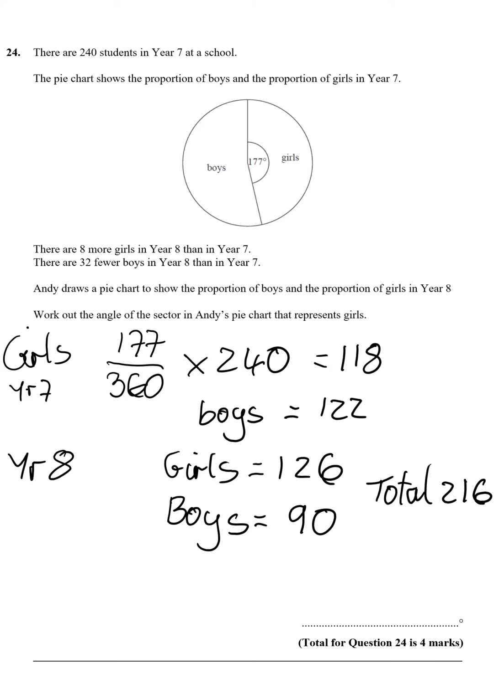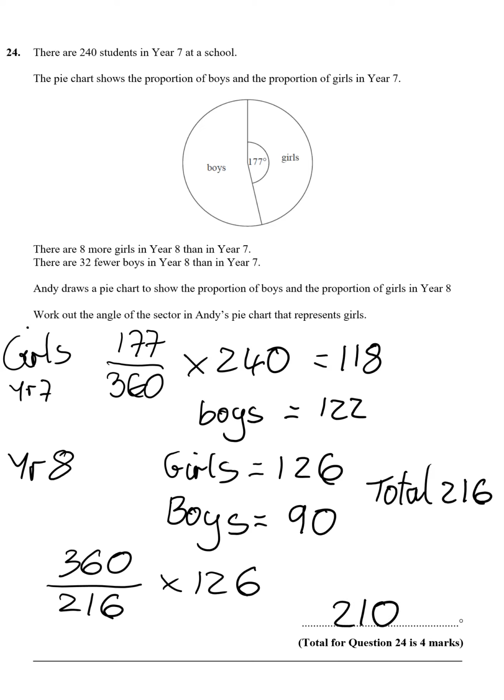So we need to do 360 divided by 216 times the number of girls. So 360 because it's a complete turn. 360 divided by 216 gives us 1 2/3. So for every student, they get 1 2/3 of a degree, and then we need to times that by 126. So there's actually 210 degrees.